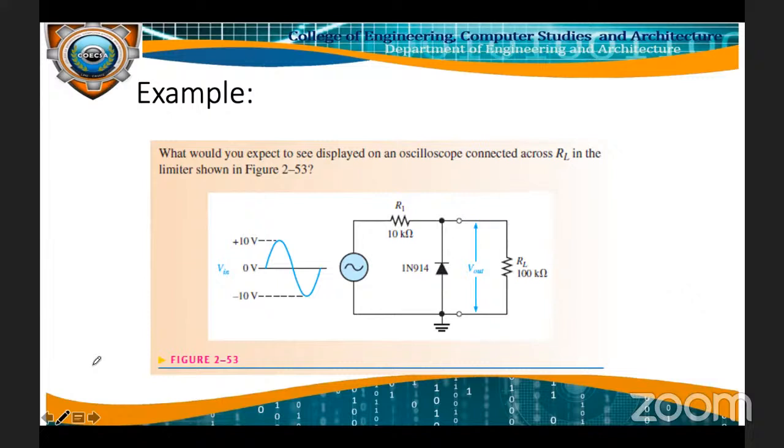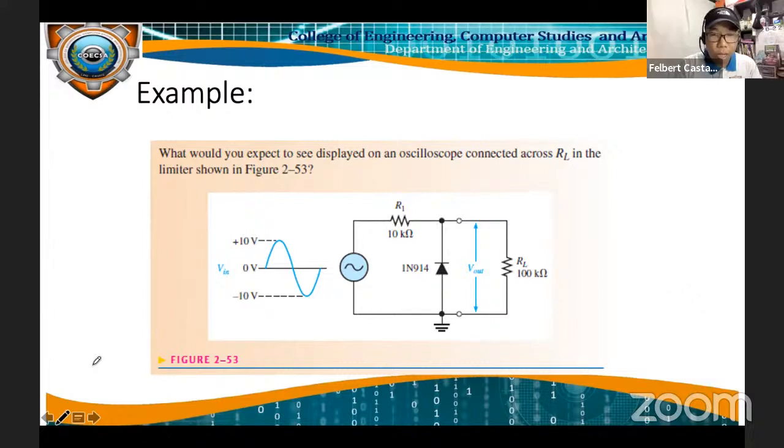Medyo, sir. Sige, let's have an example para mas makabisado natin itong clipper na to. So, anong klase ng clipper to, guys? Based on the connection, ito ay parallel clipper. Mamaya malalaman natin kung ano ba siya, negative or positive clipper, kung kiniklip niya ba yung positive half cycle or yung negative half cycle.